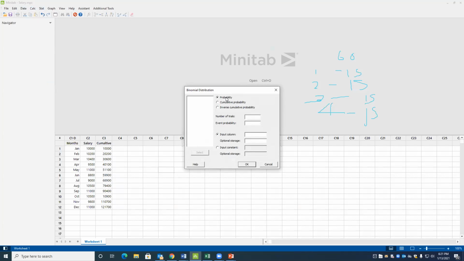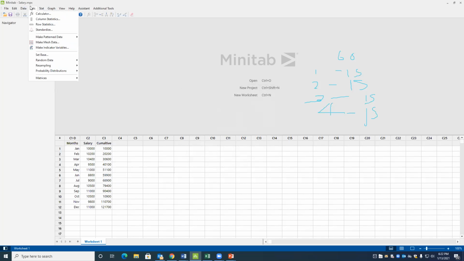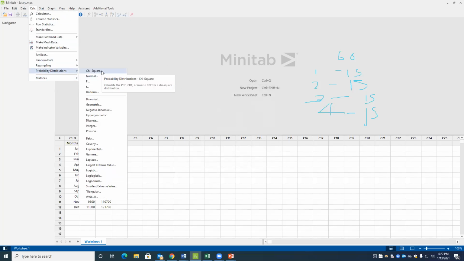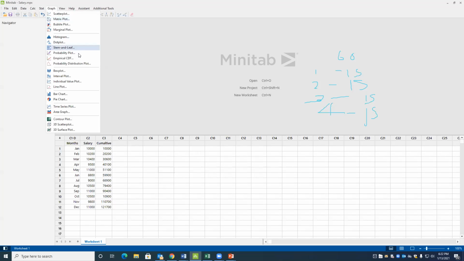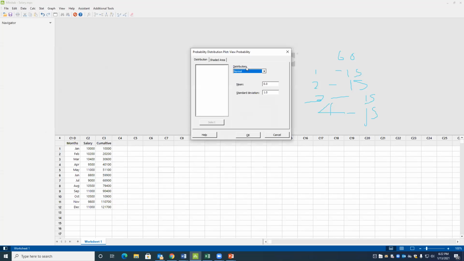When do we need to use PDF? Probability means the PDF function, cumulative means CDF, and this is the inverse. In all the distributions, we have all three options. Those using a Mac computer probably have less functionality compared to Windows, so I would request you to use the virtual lab in case you don't find the options. Under probability, you will have chi-square, normal, F, t, uniform, binomial, geometric, negative binomial, triangular. Under Graph, you can also go under Probability and see the binomial.